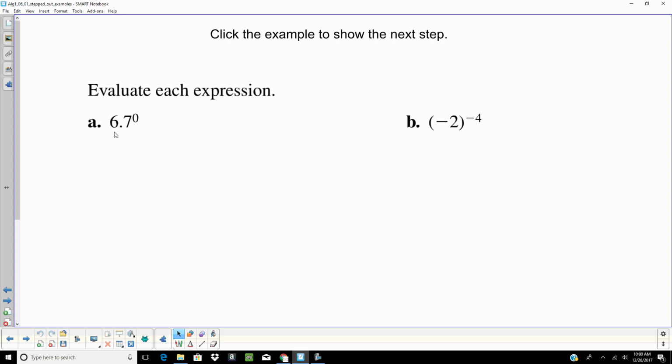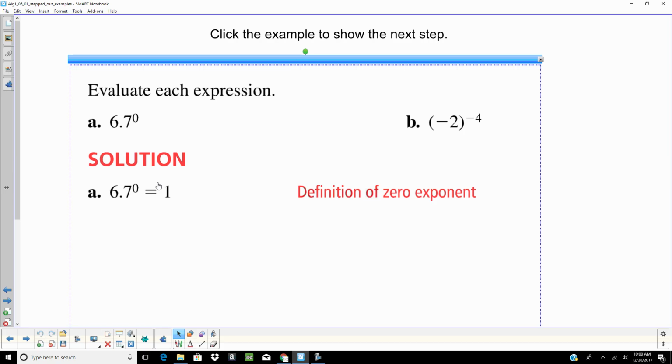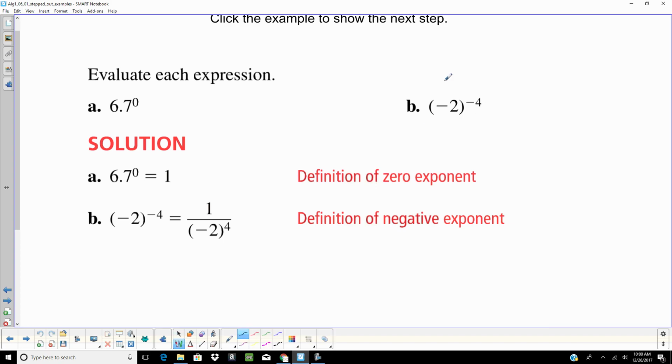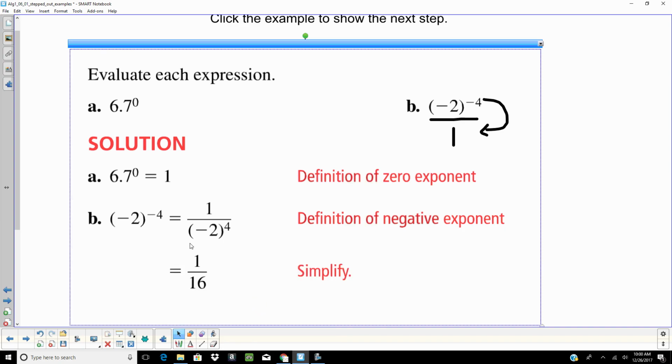So on that first one, 6 to the 0, anything to the 0 power is 1. On the second one, we have negative 2 to the negative 4. And again, we don't like that negative exponent. A lot of times I'll think of that all over 1, and it's going to go down into the basement. So we're going to take that, and we're going to move it down. So I'm going to have 1 over negative 2 to the 4th, which, remember, negative 2 to the 4th would be negative 2 times negative 2 times negative 2 times negative 2, which is going to be 16. So 1 over 16.